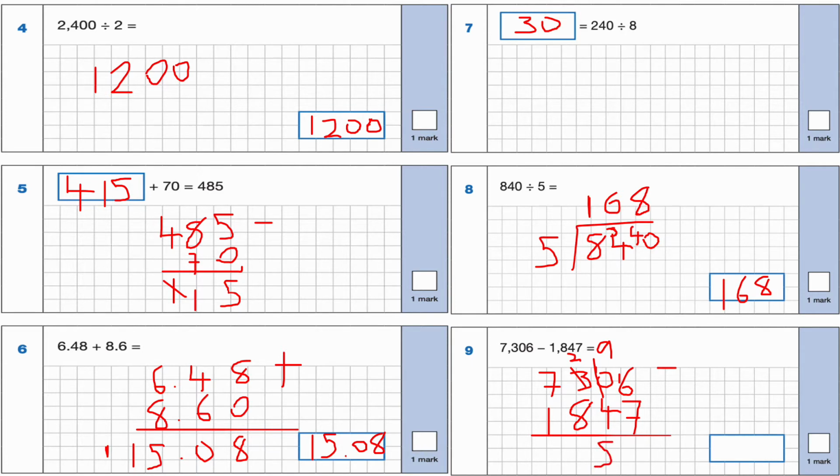2 take away 8 I can't do, so I'm going to have to borrow again, or exchange. That becomes a 6, that becomes a 12. 12 take away 8 is 4. And 6 take away 1 is 5. So the answer, guys, is 5,459.